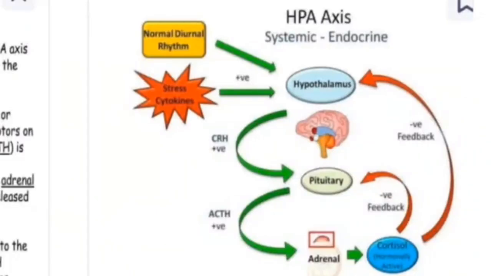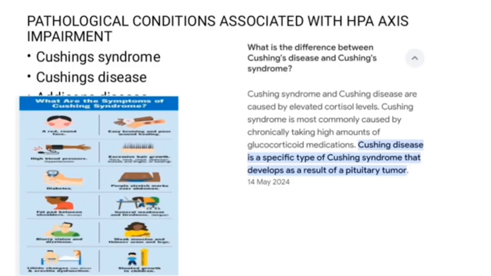Alright, now let's look at some of the pathological conditions associated with the HPA axis. Another question that may arise will be, what is the pathological condition associated with HPA? Number one is Cushing's syndrome. Number two, Cushing's disease. And then number three is Addison's disease. There are three of them. Please take note: Cushing's syndrome, Cushing's disease, and Addison's disease.